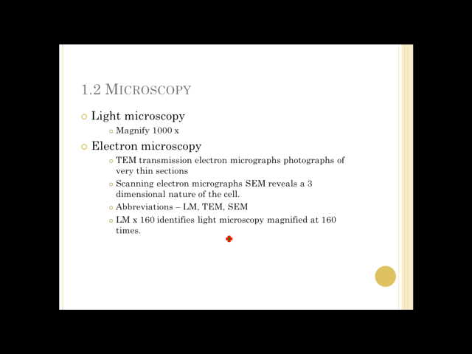LM for light microscope, TEM for transmission electron micrographs, and SEM for scanning electron micrographs. And SEM is 3D, TEM is 2D, light microscope up to 1,000 times and by a light source only. Light microscope times 160 identifies the light microscope's magnification at 160 times.